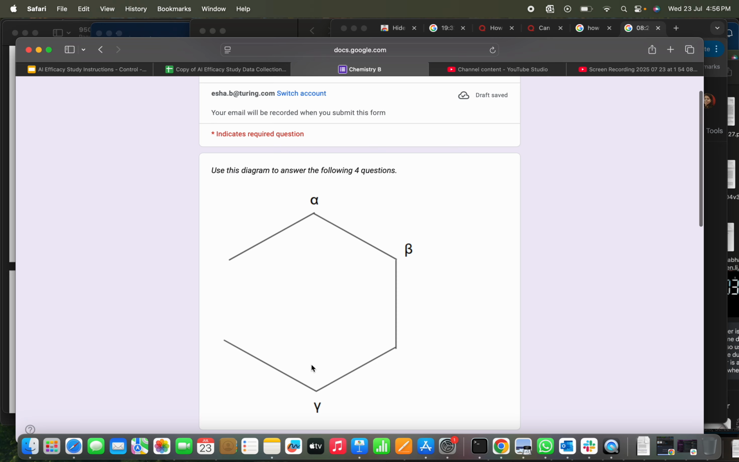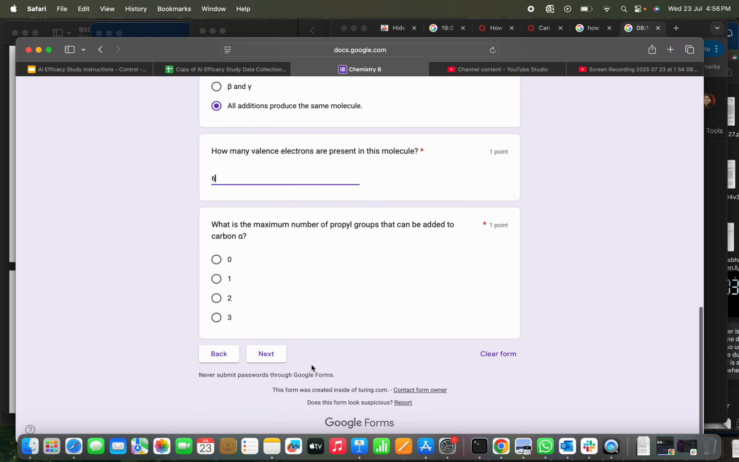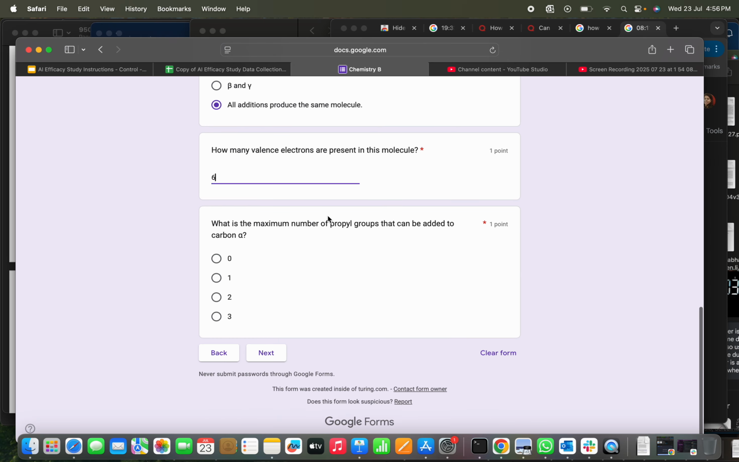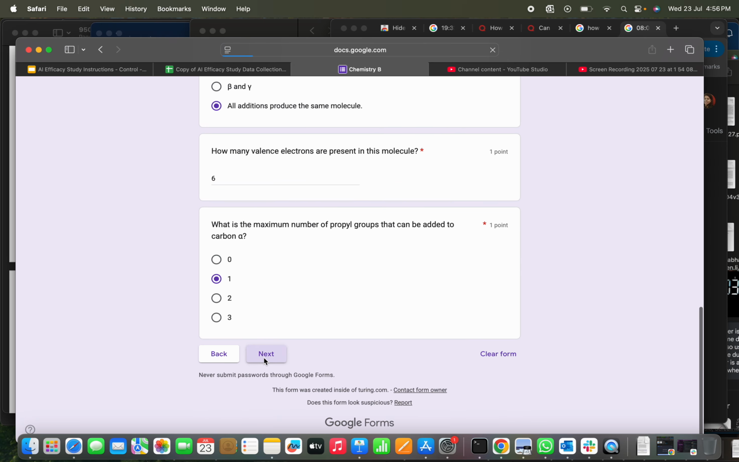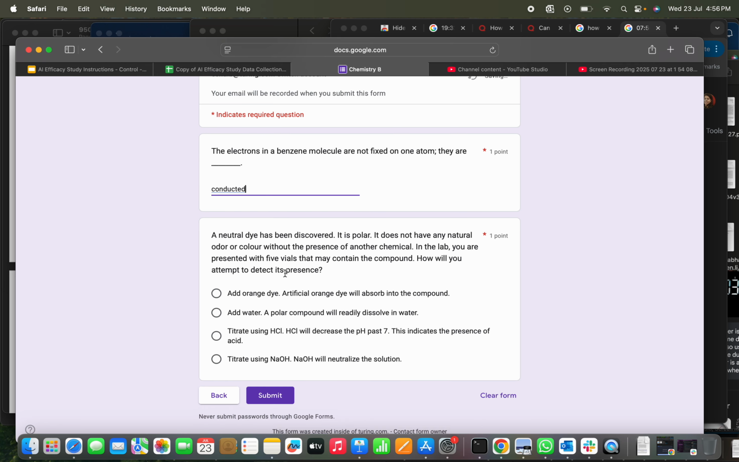Propyl group, methyl is 1. Okay, the propyl is I think C2H5. Propyl groups can be added to carbon alpha. Alpha already has 2, I think 1. The electrons are not fixed. They are conjugated. It's a process called conjugation. Let's write conjugate. If I'm correct, they make a ring around that. I'm not sure about the name there.